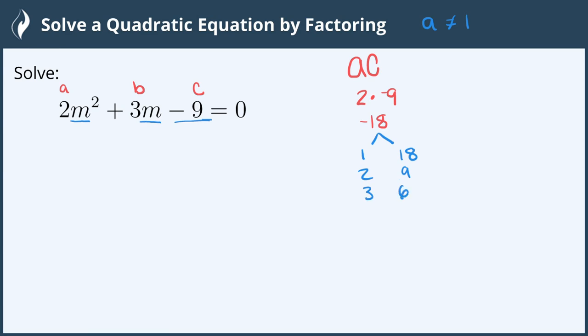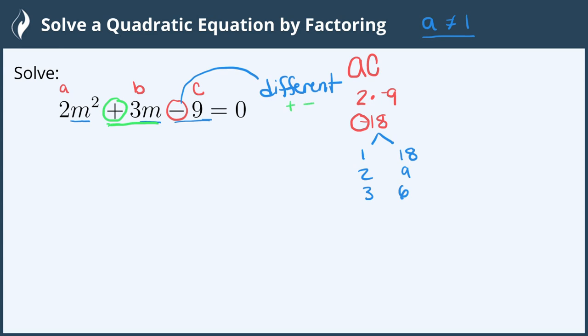And just like we did on the form when it was a equals 1, we need to look at the signs. The sign of the last one is negative, and the sign that we got when we multiplied AC together is also negative. This tells us that the signs for our factors are going to be different because that's negative. And like before, we also need to look at the first sign. In this case, we have positive and our middle term is 3. So we are going to look for a combination of our factors that give us positive 3. Now because it's positive and the signs need to be different, one will be positive and one will be negative.